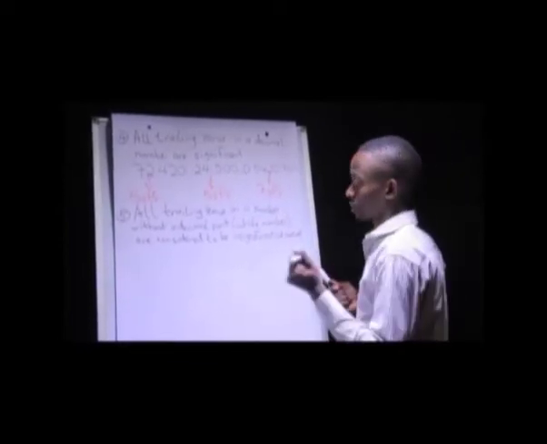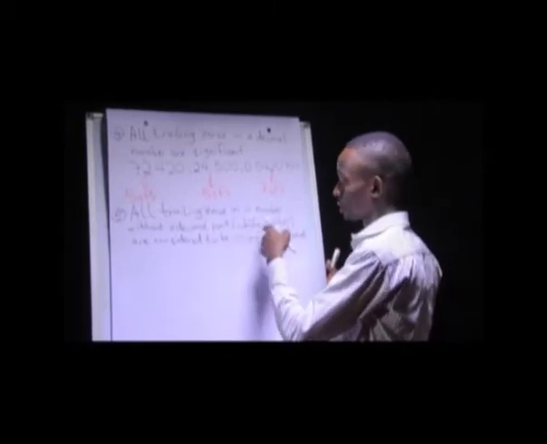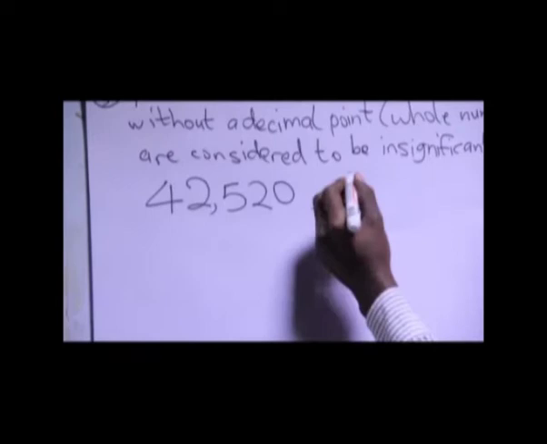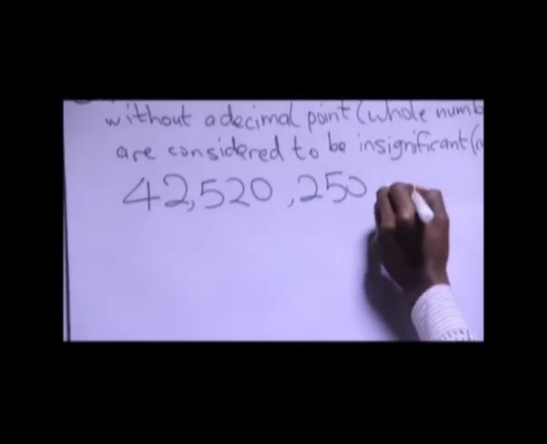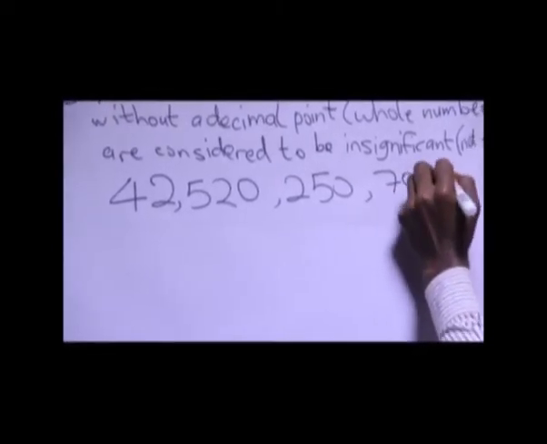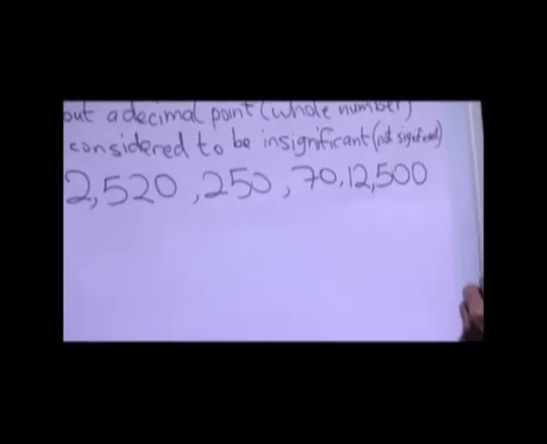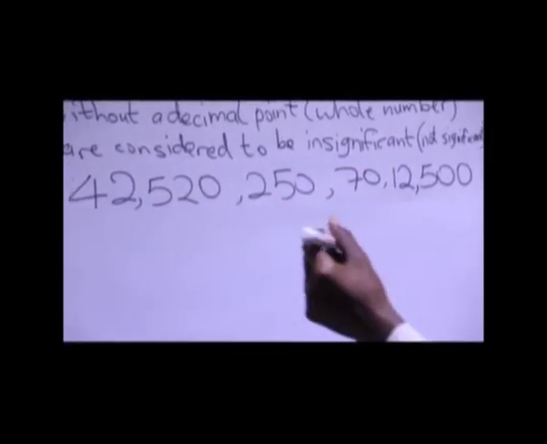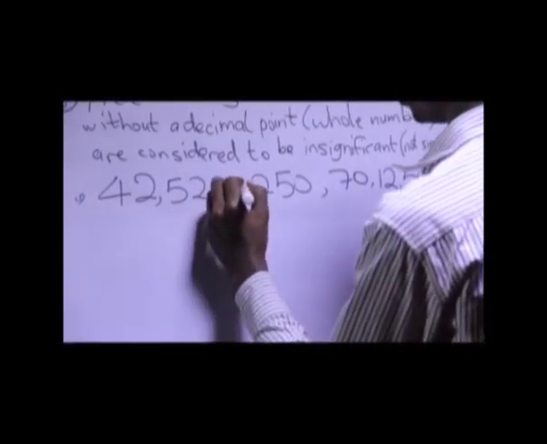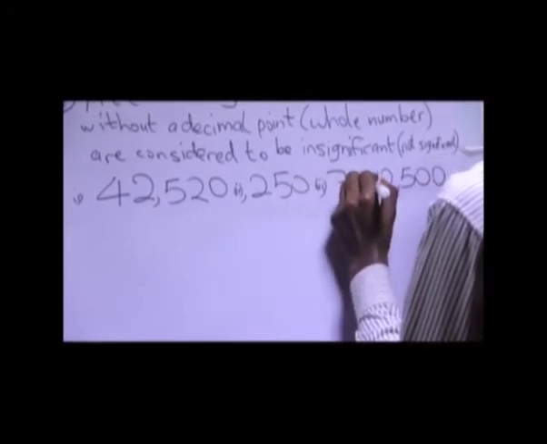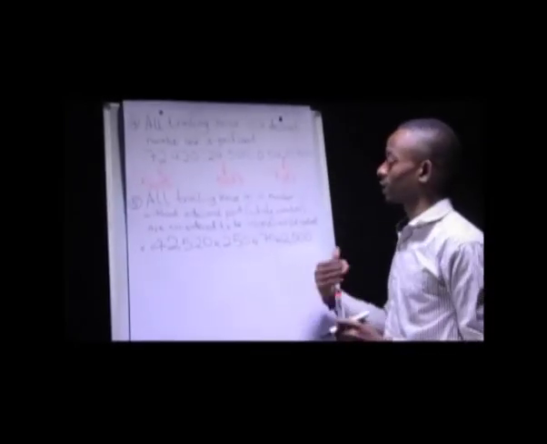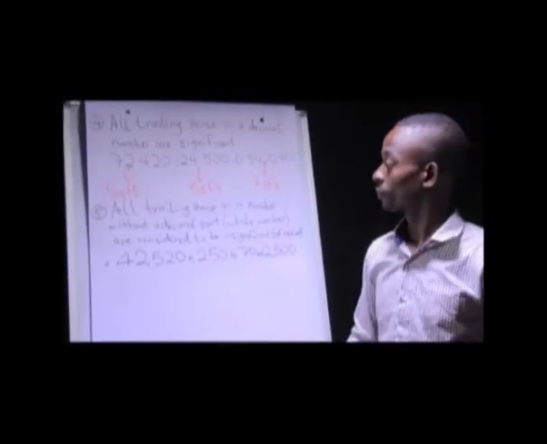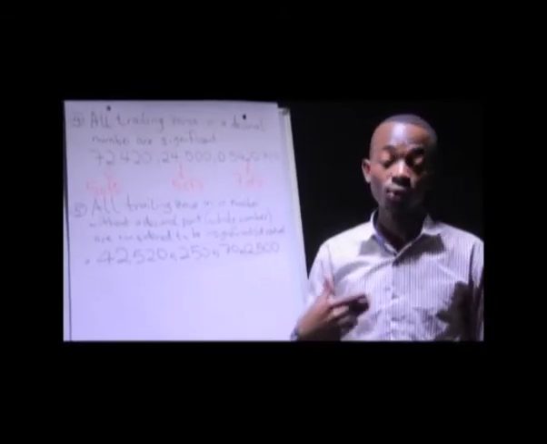So what do I mean? If I have numbers, this time we're dealing with whole numbers, in other words, numbers without decimal places. So if I have 42,520, then if I also have 250, and if I have 70, and lastly if I have 12,500. All these are separate numbers. This is 1, this is 2, this is 3, and this is 4. In all these 4 numbers, I'm required to find the number of significant figures. Based on this condition, all trailing zeros, the zeros which come at the end of a whole number, are insignificant.